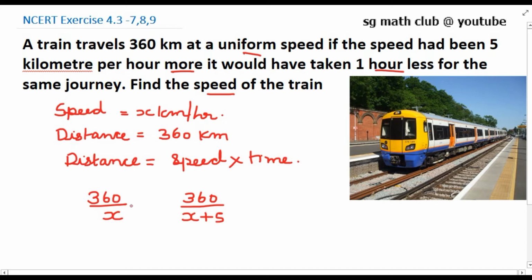So we can write 360 by x minus 360 divided by x plus 5 equal to 1. So this is the time taken when the speed is x, and this is the time taken when the speed has increased. Definitely this will be less than 360 divided by x, and they have clearly given it would have taken 1 hour less. So you can frame the equation like this. Now take the LCM and we will solve this equation.